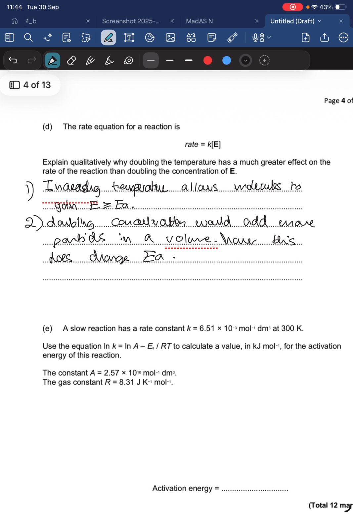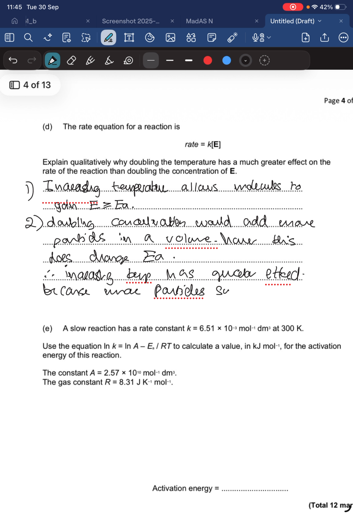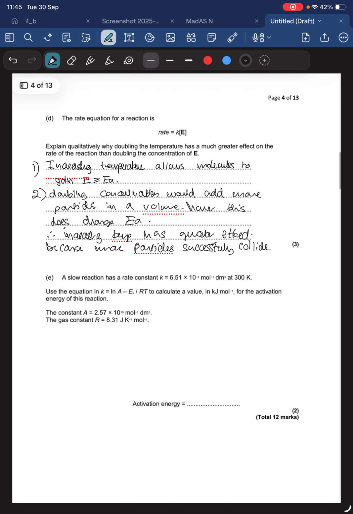Therefore, increasing temperature has a greater effect because more particles successfully collide, and to say, to form a reaction.